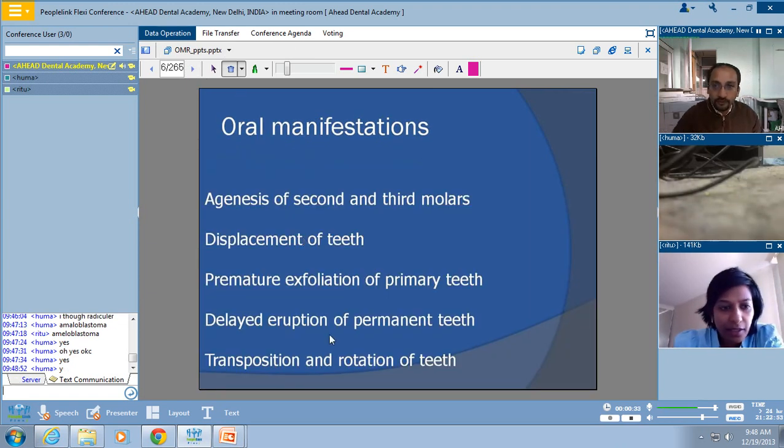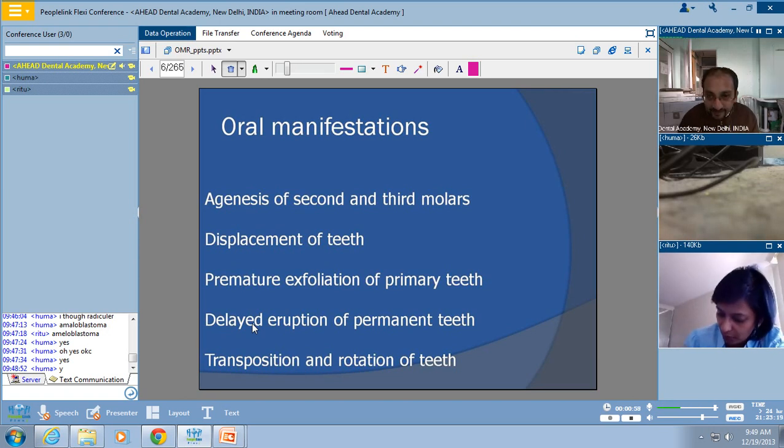Now, for cherubism, certain questions have come in addition to bilateral multilocular radiolucencies. If you can see, there are certain oral manifestations which appear to be unique to cherubism. There is agenesis of the second and the third molars, and the second line is perhaps the most important. Cherubism represents the only condition in which there is anterior displacement of the teeth.